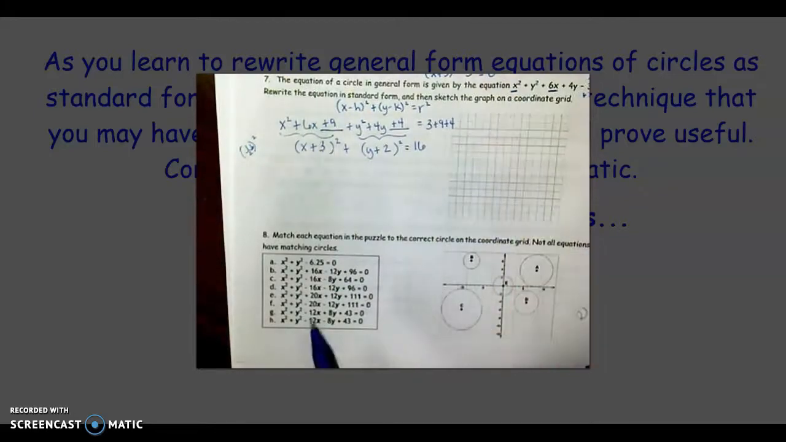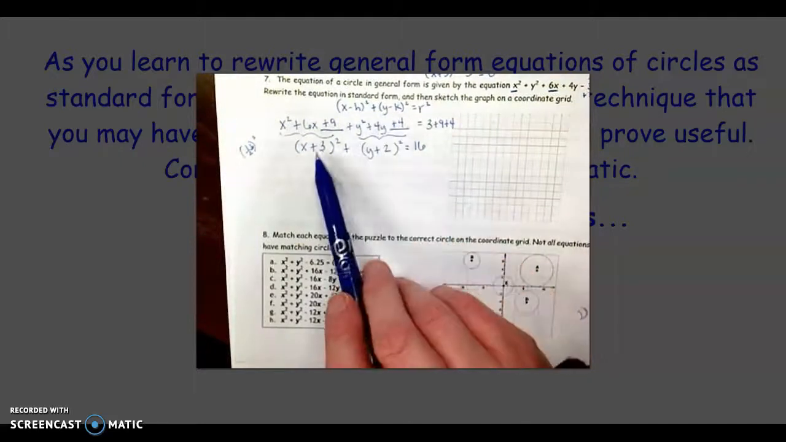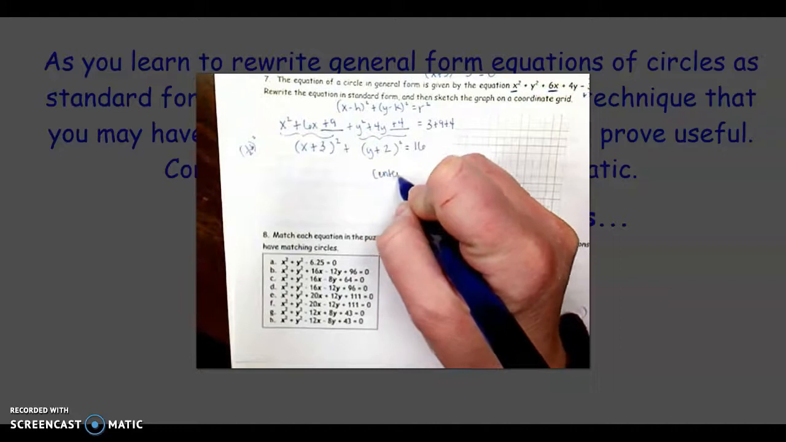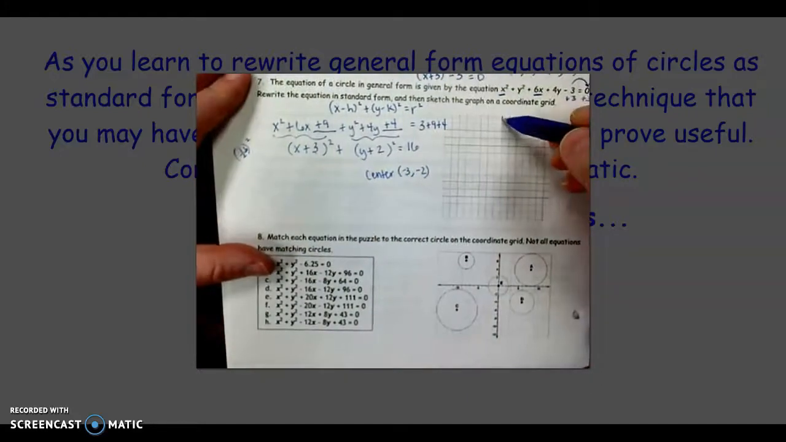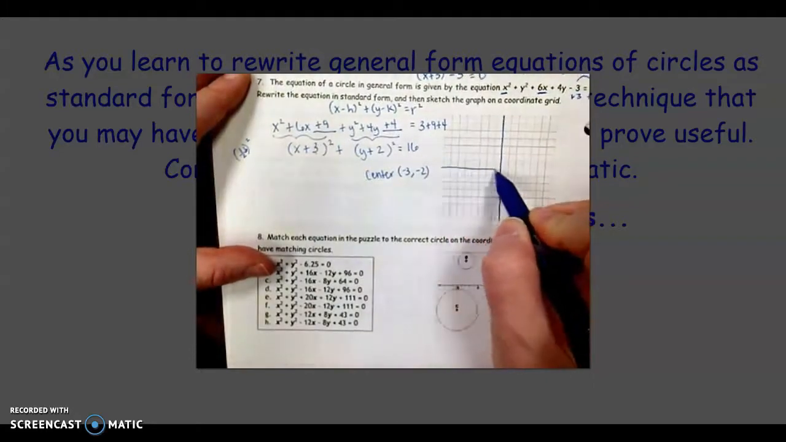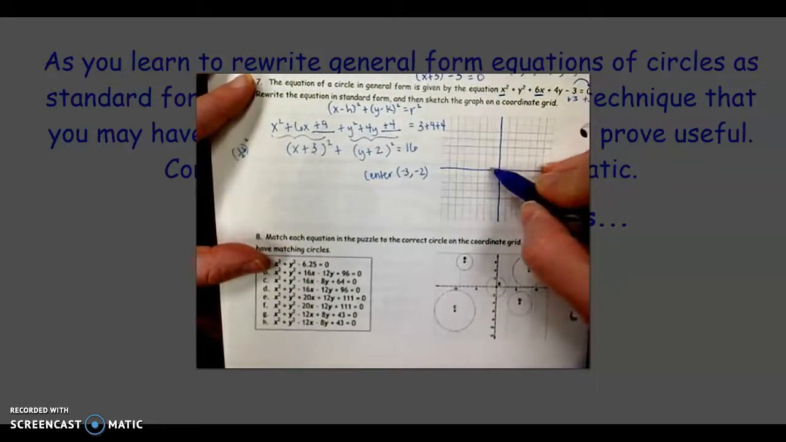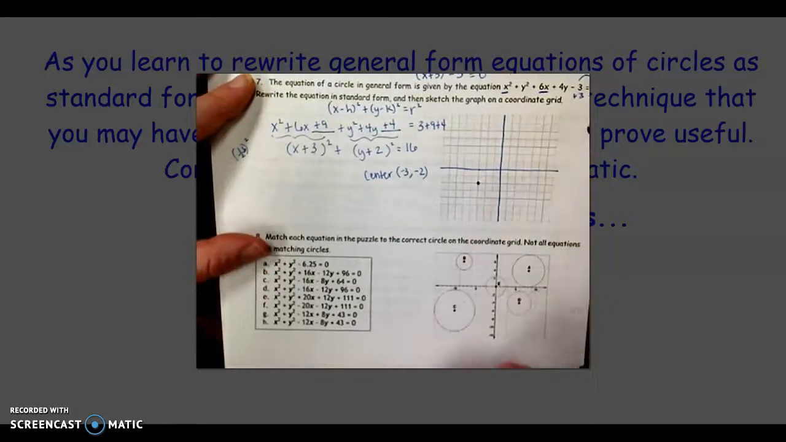So we're going to sketch the graph on the coordinate grid. So remember, HK is my center. It's the opposite of the signs here. So my center is the point -3, -2. So if we draw in our x and y axis here, it wasn't provided, so I'm going to go ahead and just sketch one in there. The point -3 would be left 3, -2 would be down 2, would be right here.